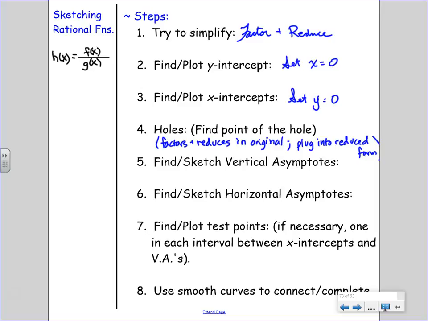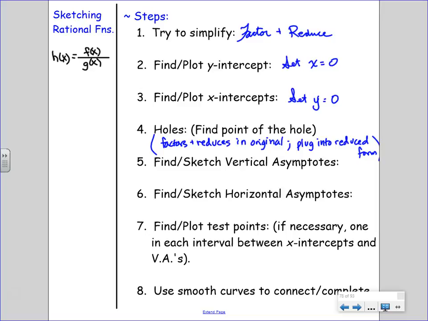You reduce it, you have a nicer function now without the hole, but you still have to restrict the domain. You still need to state that x cannot equal that original discontinuity. And if you want to find the point of the hole, you plug into the reduced one, like we did in our example. What if there's nothing that would reduce? Then no holes. And by reducing, I don't just mean numbers, I mean whole factors, right?